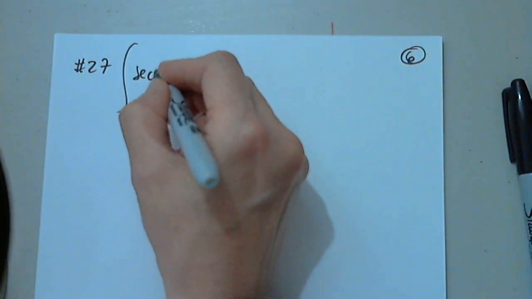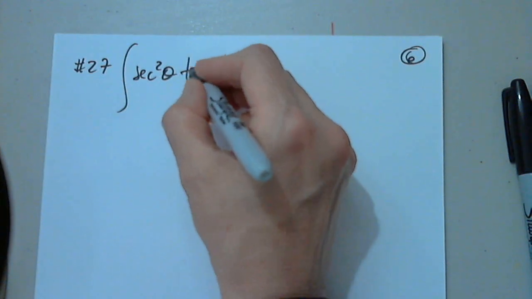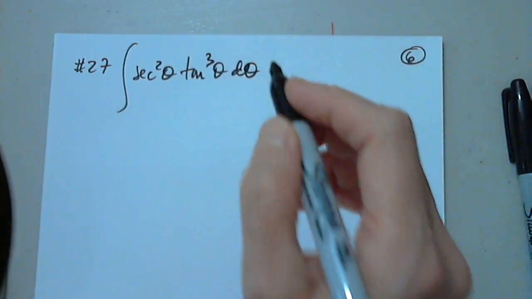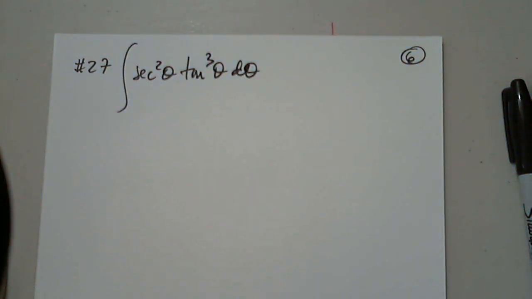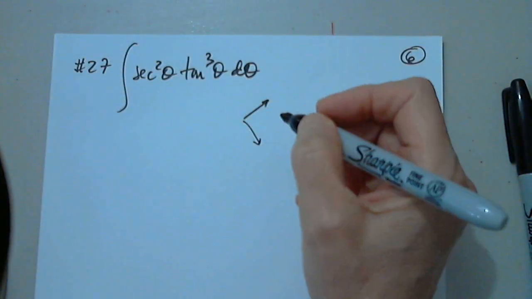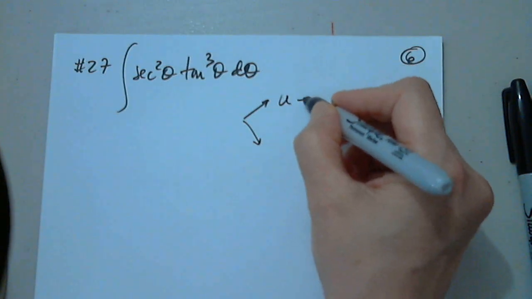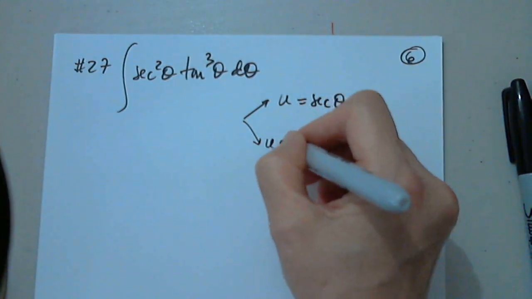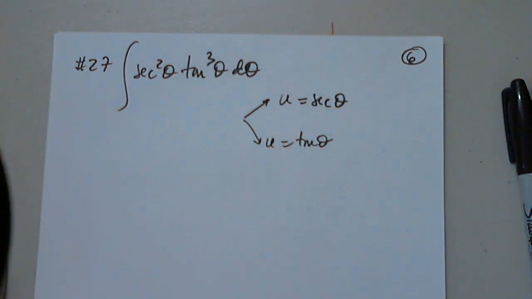So secant squared tangent cubed d theta. Did they write du again? No. Okay. Good. So in this particular case, that's what I'm saying, the substitution is not obvious. Well, we can analyze two situations. Basically, will I denote u the secant theta or u tangent theta?